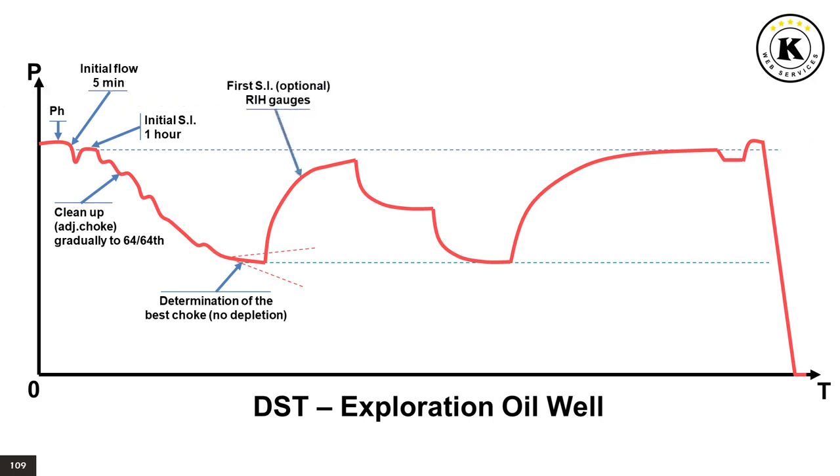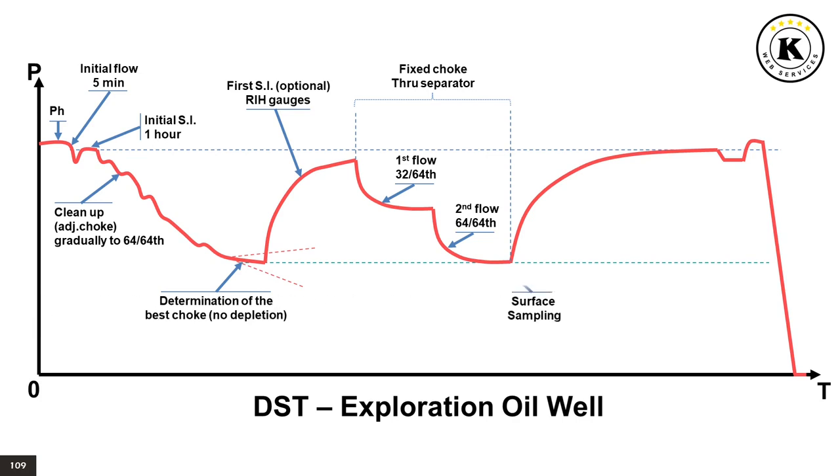Close the well for a first shut-in period. It is optional to run in hole downhole gauges or surface readout. Open the well for a first flowing period on 32/64 fixed choke. Increase the choke size for a second flowing period on 64/64 fixed choke. This is called the main flowing period or drawdown through the test separator on several fixed choke sizes.